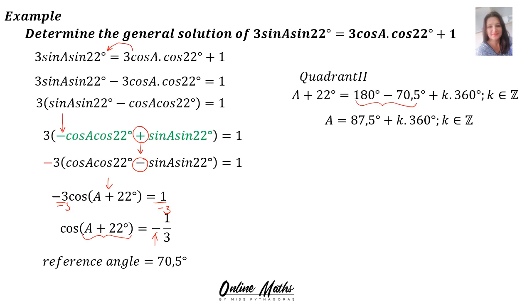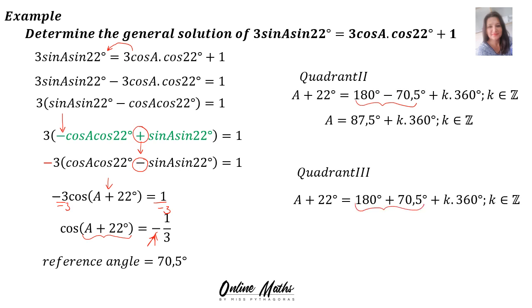And then again, where is cos negative? Cos is also negative in the third quadrant. In the third quadrant, you will write A plus 22 is equal to, and the third quadrant's rule is 180 plus reference angle plus k times 360, k element of Z, and when you solve for A, it is 228,5 plus k times 360, k element of Z.